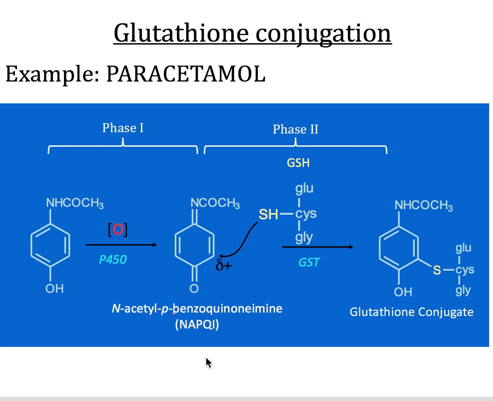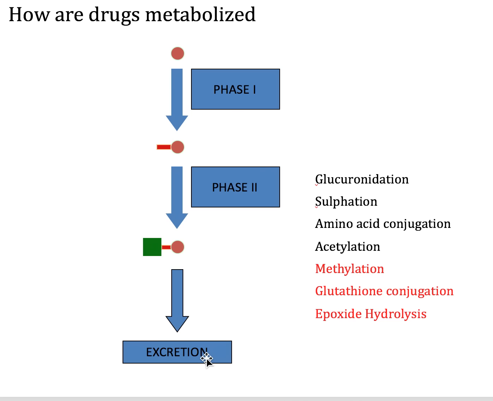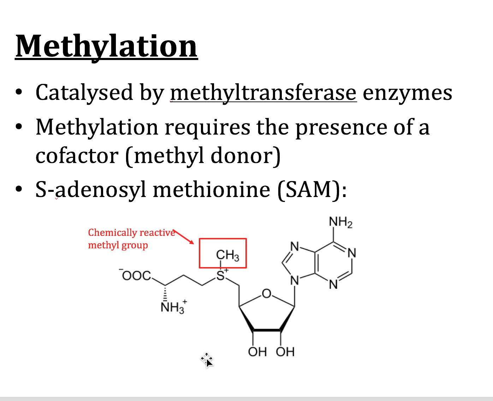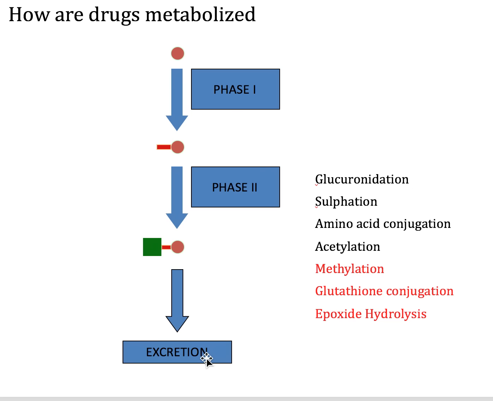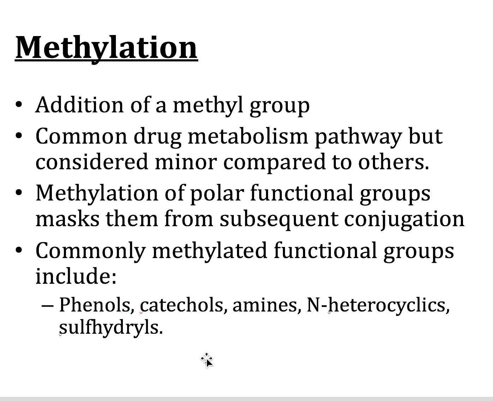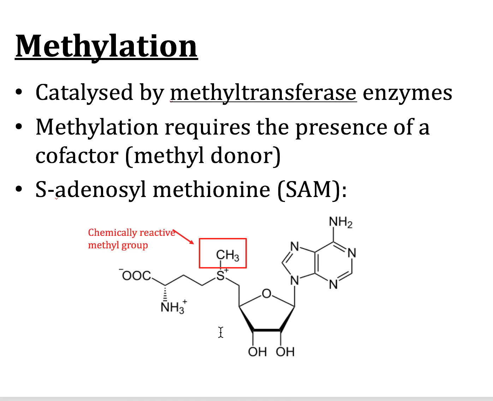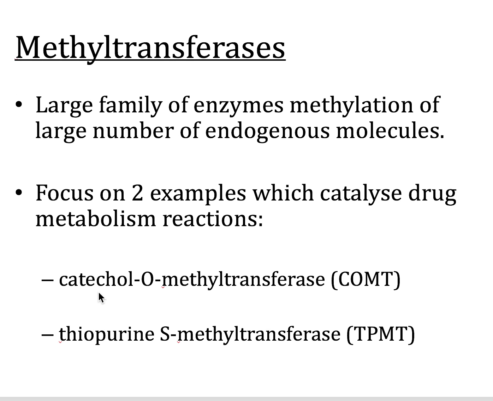Now, before we move right on, we need to go back and have a quick run back at all of these different types of reactions. So we'll go back to the start here. So methylation, it's addition of a methyl group, mainly phenols, catechols, amines, sulfhydryls. So methyl transferase is the enzyme, and the donor is called SAM. And there are 2 different types, COMT and TPMT.